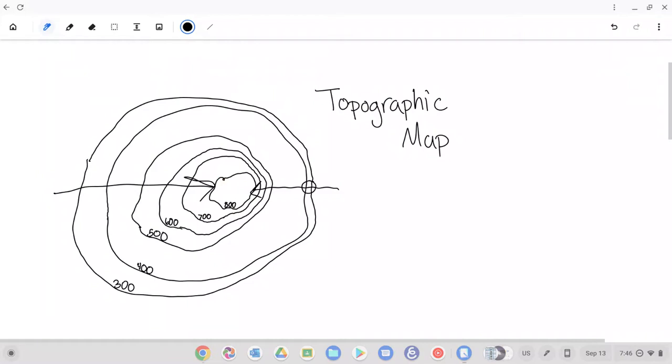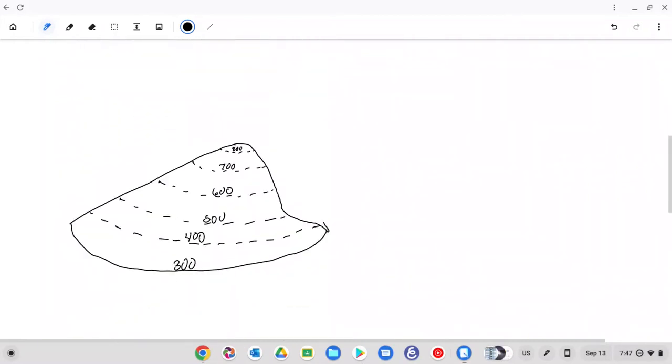I want you to pause the video and, somewhere in your notebook, try and figure out what this slope would look like. See if you can draw a three-dimensional view of what this mountain would look like. It doesn't have to be perfect or super detailed, but just see how you can interpret this topographic map. When you've drawn it out, resume the video and you can compare what you drew to what I've drawn below. Right, here is my interpretation of this map.